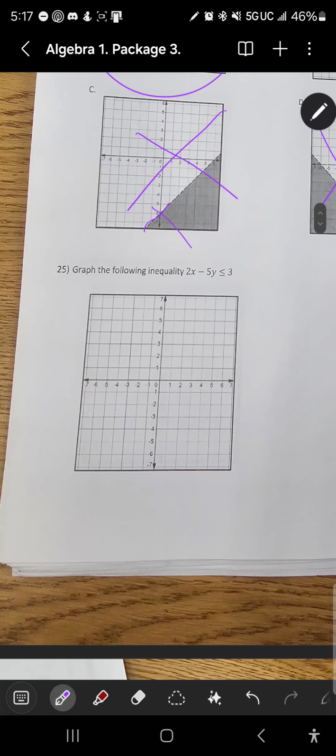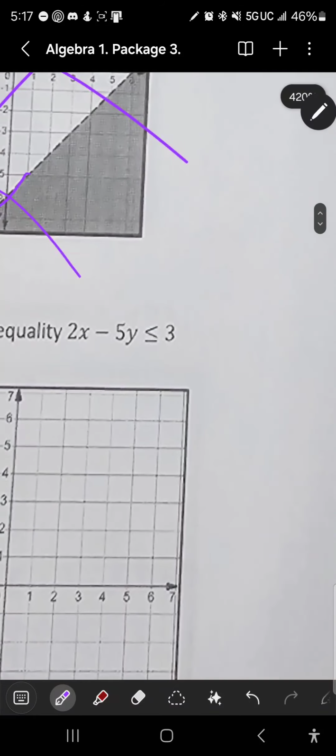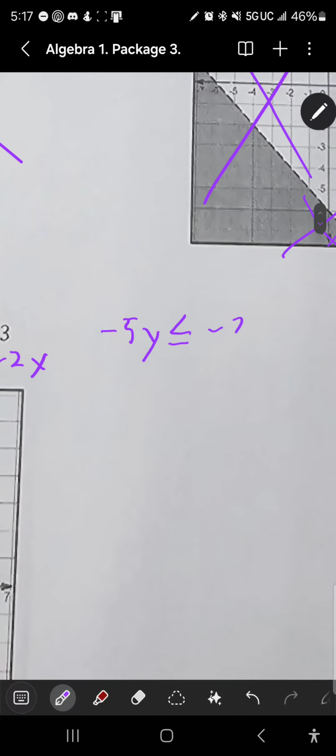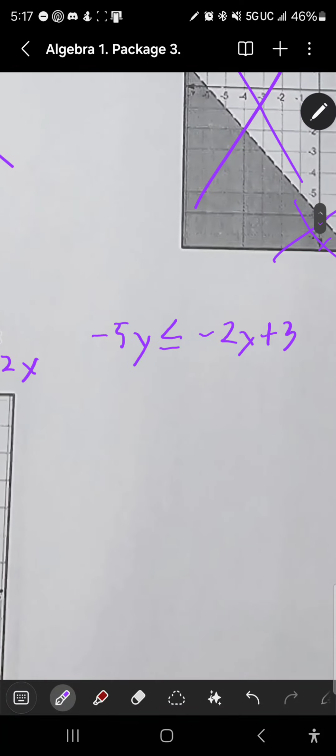Now graph the following inequality. Okay, this is like what we have been doing before. First of all, I'm going to subtract 2x from both sides. So we get the negative 5y less than or equal negative 2x plus 3. And now I'm going to divide by negative 5 both sides.